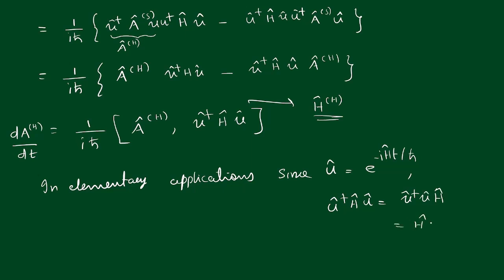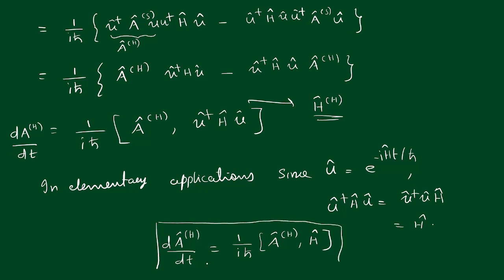That's equal to H. So we can finally write dA_H by dt is equal to 1 by i h cross, the commutator of A_H with H. Fine, this is known as the Heisenberg equation of motion.